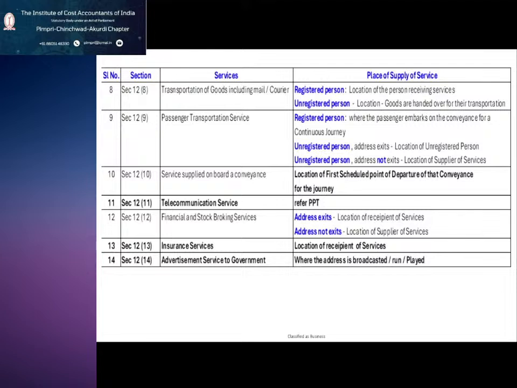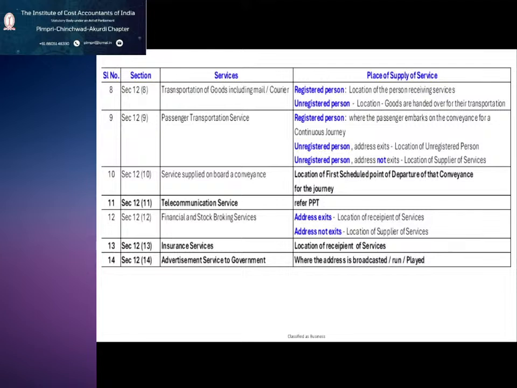So we will see the definition of continuous journey first. A journey for which single or more than one ticket or invoice is issued at the same time, either by a single supplier of service or through an agent acting on behalf of more than one supplier of service, and which involves no stopover between any of the legs of the journey. One or more separate tickets or invoices are issued.